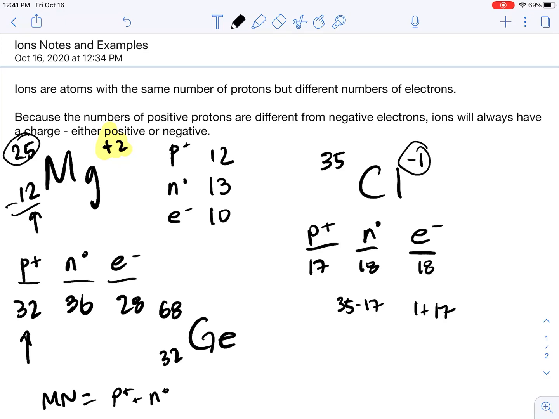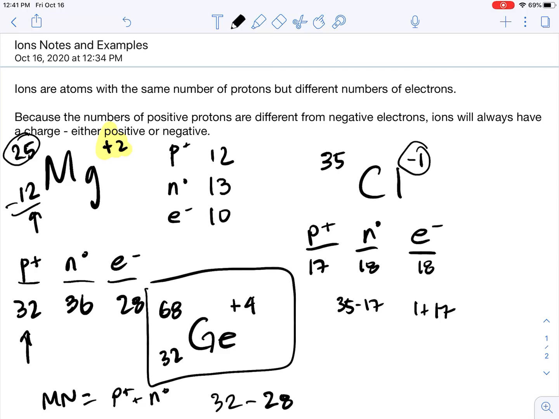Finally, if you want to find the charge on this element, you simply take your protons and subtract your electrons. So the charge is 32 minus 28, which is 4. It has to be positive, so you're at a plus 4 for the charge. So the atomic symbol for that isotope and ion of germanium looks like that.